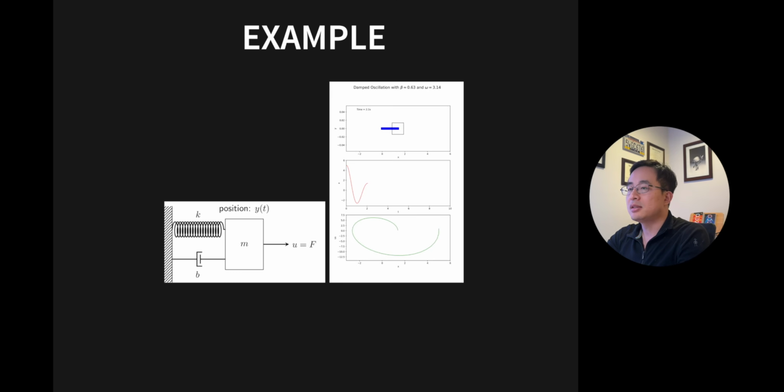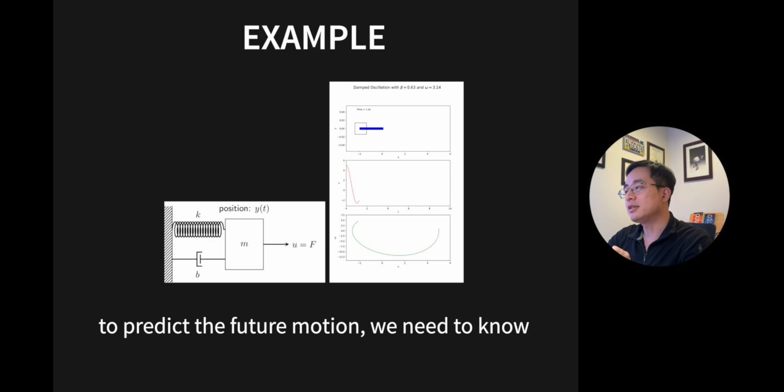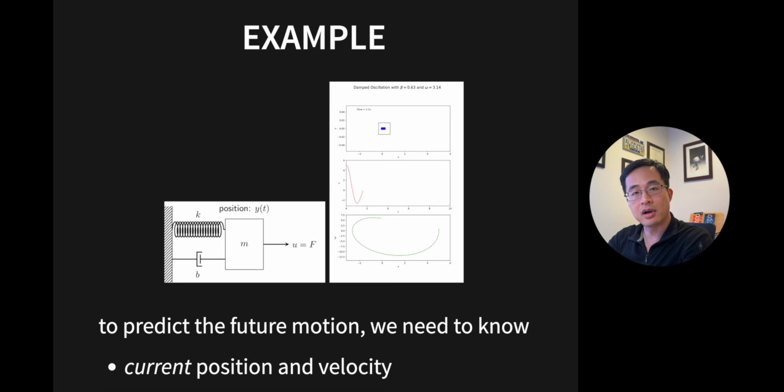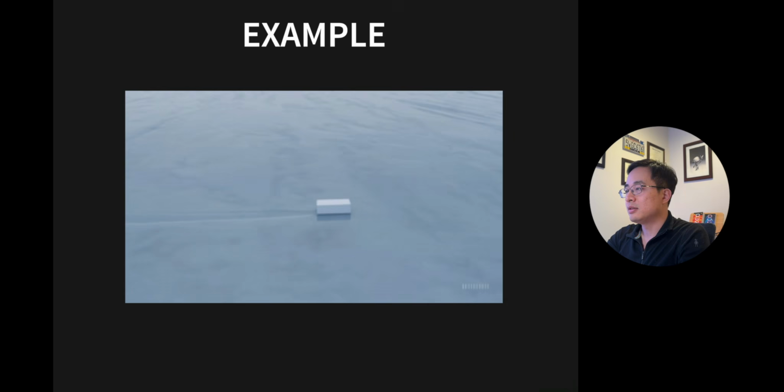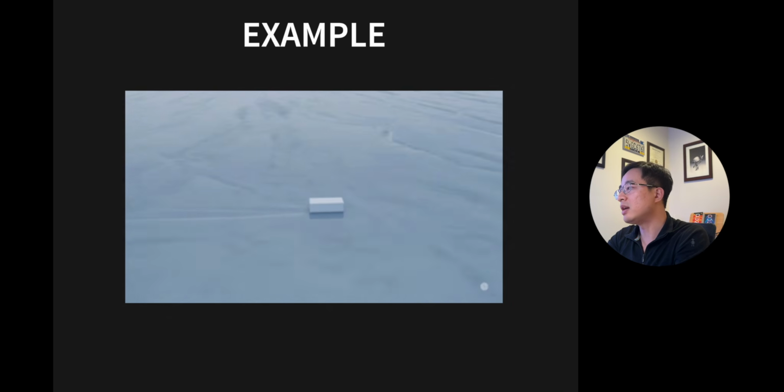For example, consider a spring mass damper system. To predict the motion of this system, we need to know its current position and velocity, as well as the future force. To dive a little bit deeper, in the special case when there's no friction and no spring, then the mass will travel at a constant velocity in a straight line.